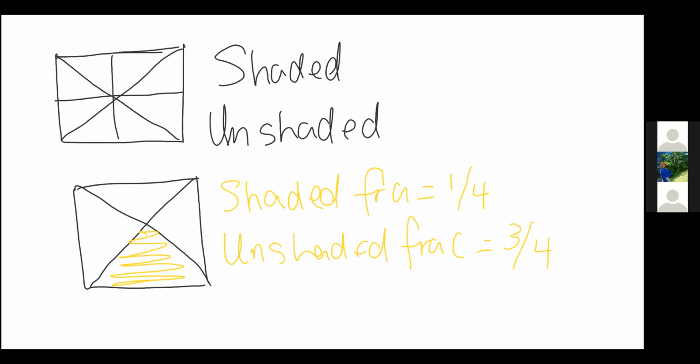I have a new shape and I am going to shade 3. How many parts are there in total? 8. So my shaded would be 3 out of 8 and my unshaded would be 5 out of 8. Nice and simple with making fractions, right?